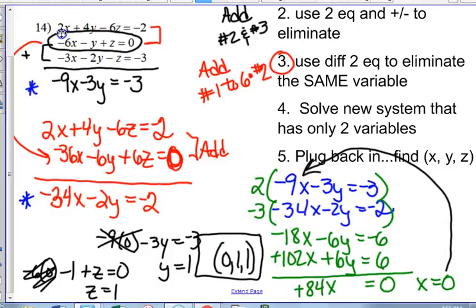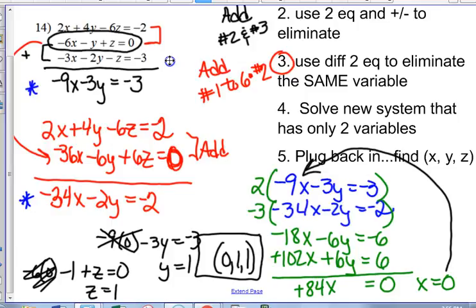This one's really easy to check, guys. If I plug it back in, I get 4y minus 4 minus 6 is negative 2. If I plug it in here, I get negative 1 plus 1 is 0. I plug it in here, I get negative 2 minus 1 is negative 3. Okay, it's pretty easy to check that one.